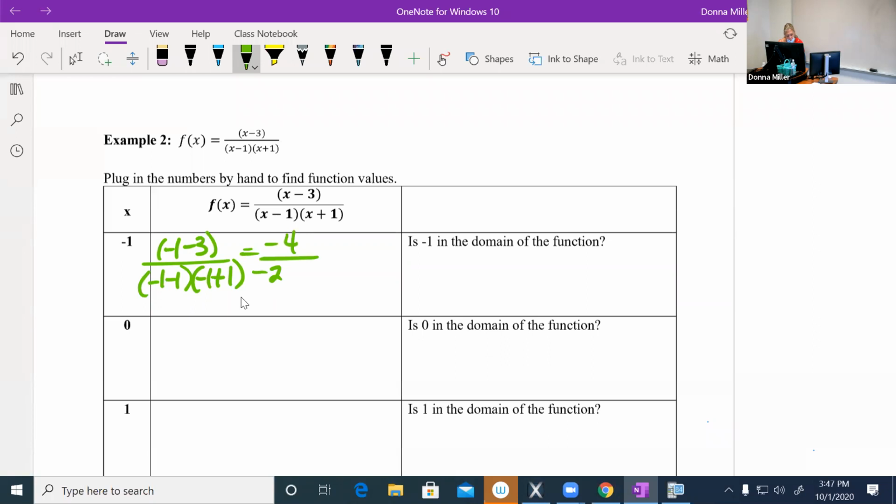What happens when you plug it in a calculator? What does it say? Oh, it says error. Yes, no? What does it say? Well, let's try it.